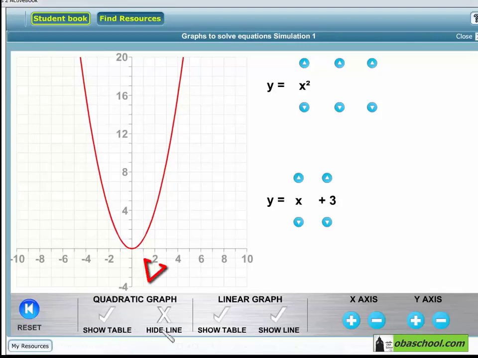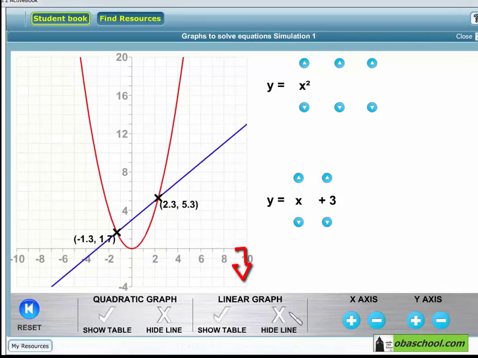Here we have the quadratic graph. We have enabled it to see the line. Also, this is the linear graph. We want to show the line, and it will be like this. When we get the intersection between the graph y equals x squared and the straight line y equals x plus 3, this graph looks like the graph we sketched.